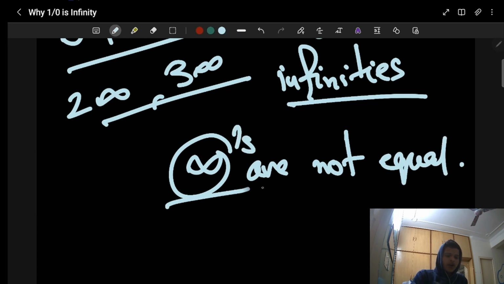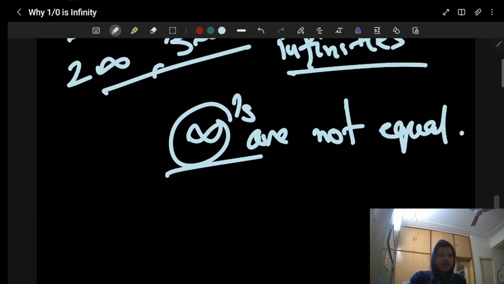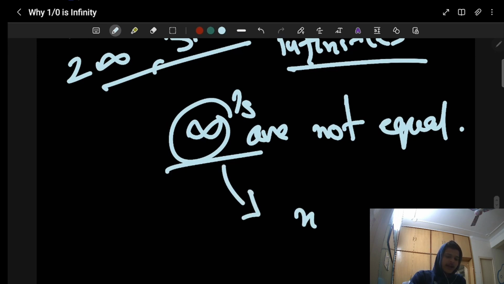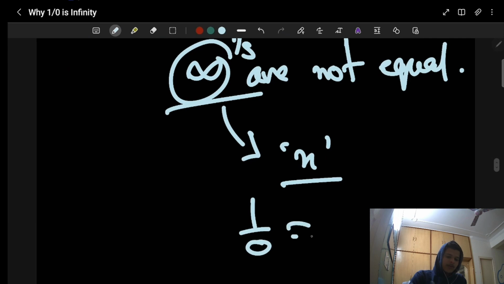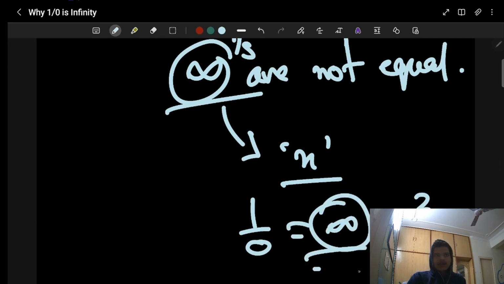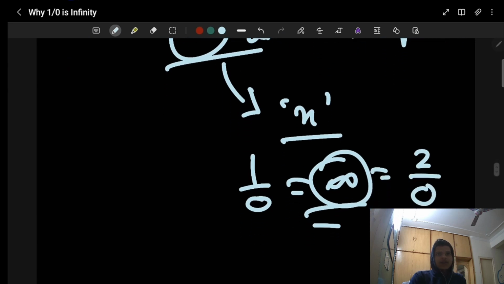Basically, the concept of infinity is not of a number. You cannot think of infinity as a number x. That's not how infinity works. Because to be able to equate 1 by 0 equal to infinity equal to 2 by 0, you're assuming that infinity is constant. But infinity is actually not constant.